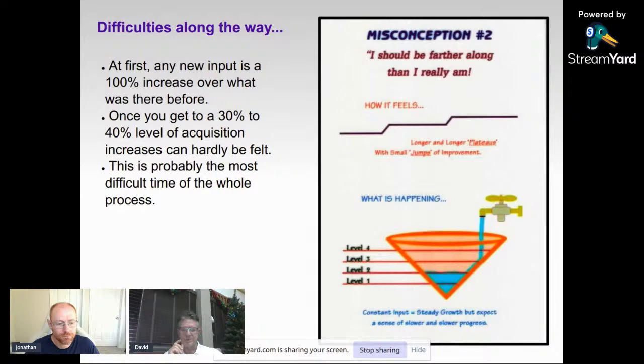I can swim faster than this, so they start to put in a lot of effort to do things that at the beginning didn't make sense, but now it makes sense. This is taking too long. I should be further along than I really am.